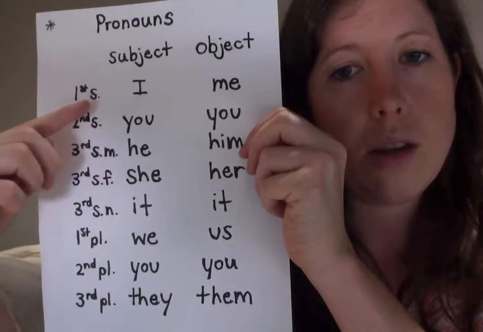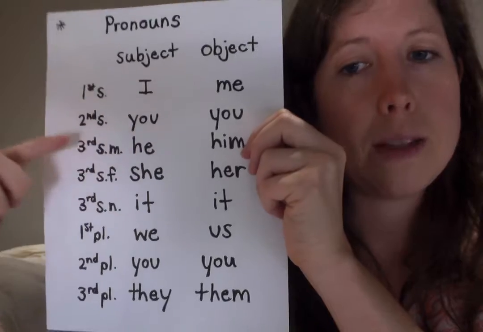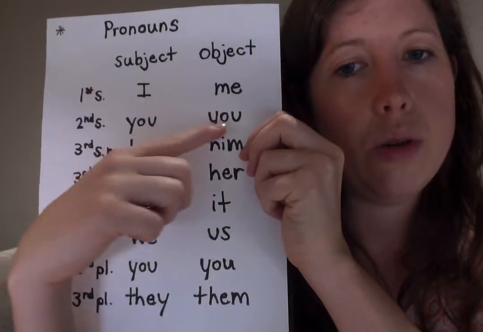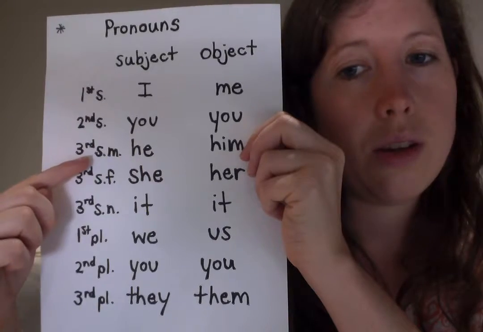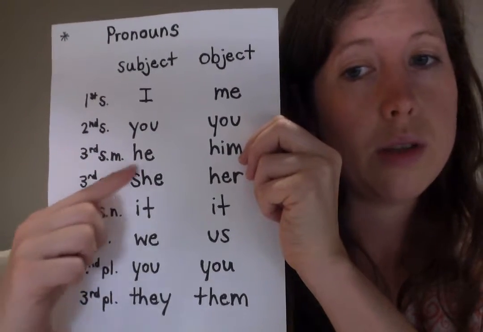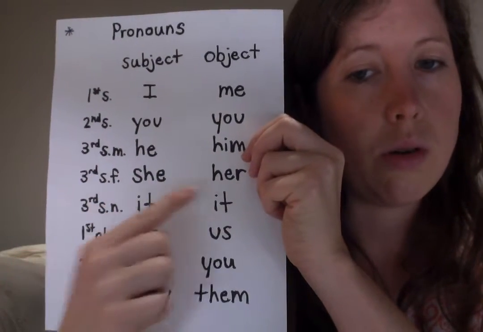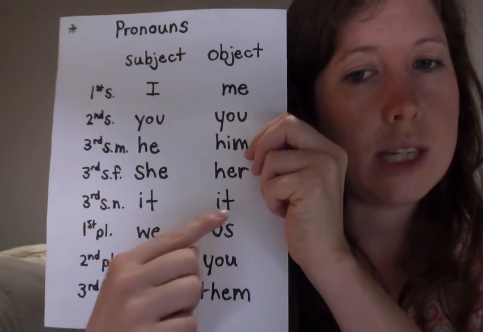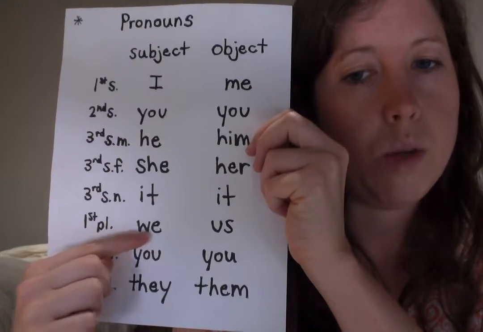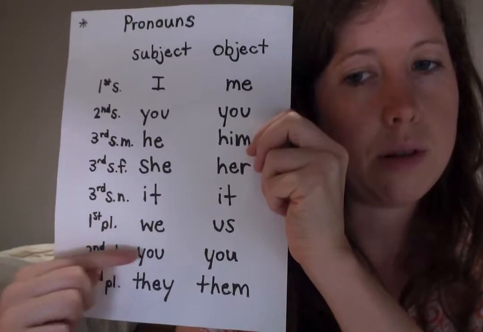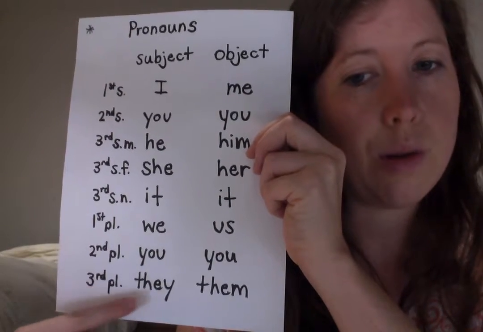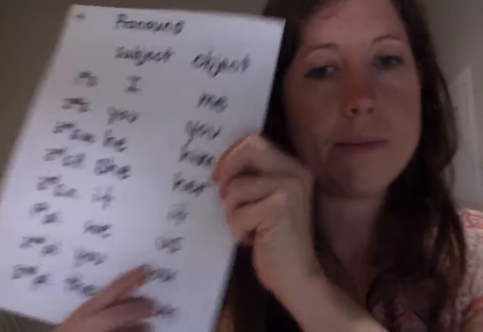In first person singular, we have I or me. Sometimes they stay the same. Second person singular, we have you or you. In third person singular, we have 3 types, masculine, feminine, and neuter. So it could be he or him, she or her, or it, which stays the same, it. First person plural is either we or us. Second person plural, just like in singular, you stays the same. And third person plural, they or them.